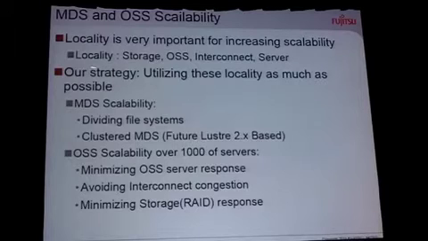For example, for MDS scalability, maybe dividing the file system. And second, a cluster of MDS basically needs the future Lustre 2.8 space. Second, OSS scalability of 1,000 servers. You have 3 points: minimizing OSS server response, second, avoiding interconnect congestion, and third, minimizing storage response. This is very important.